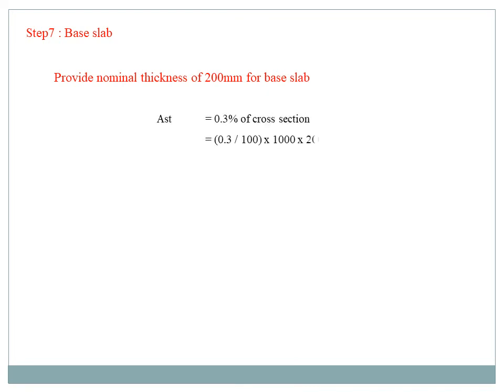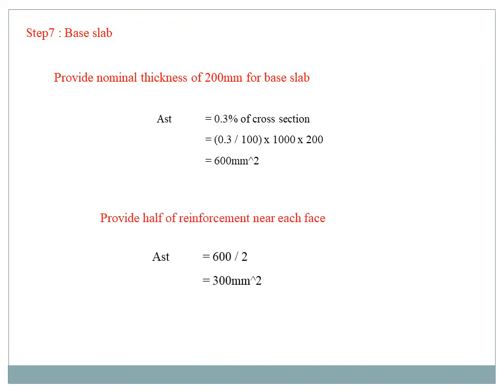Then step number 7, base slab. So provide a nominal thickness of 200 mm for the base slab. AST is equal to the same formula, 0.3% of cross section. So 0.3 divided by 100 into 1000, B is equal to 1000 and D is equal to 200 mm, which we can assume just now. So AST is equal to 600 mm square. Then provide half of the reinforcement near each face. So AST is equal to 600 divided by 2, so AST is equal to 300 mm square.